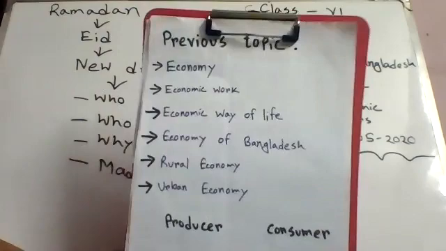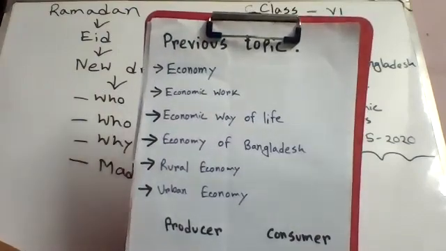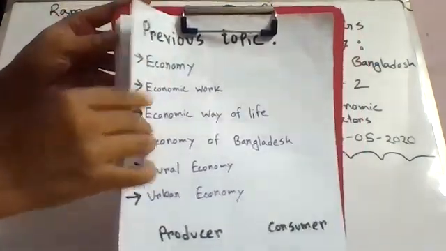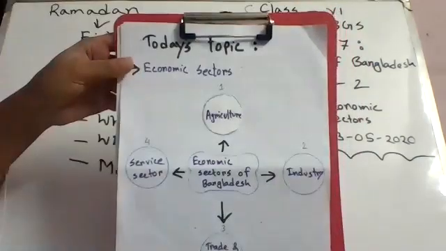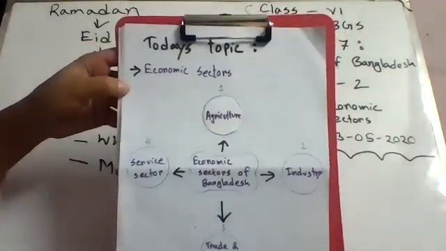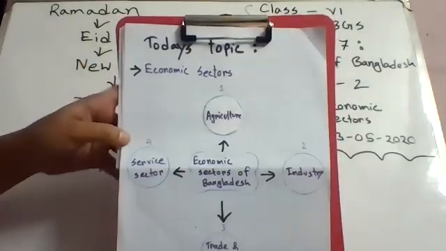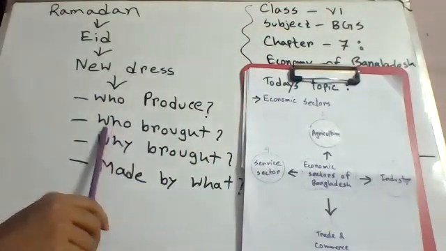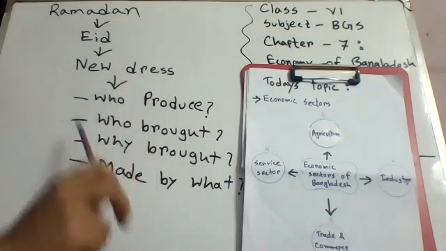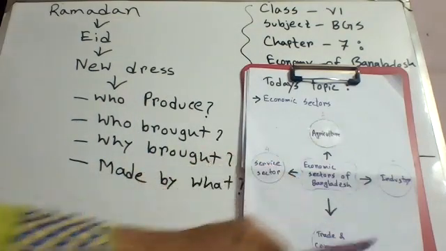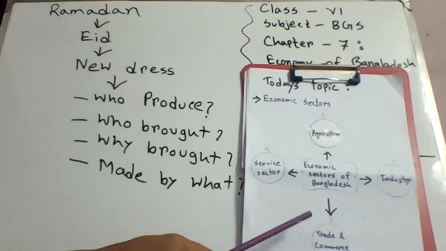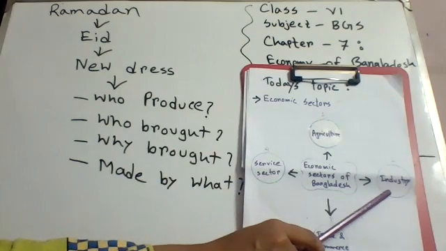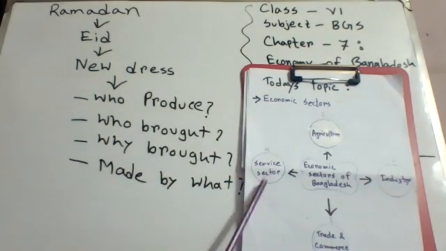Today we will know about our economic sectors and their contribution. In Bangladesh we have four economic sectors. Look here, students, we had four questions and we had four economic sectors. Our four economic sectors are agricultural sector, industrial sector, trade and commerce sector, and service sector.